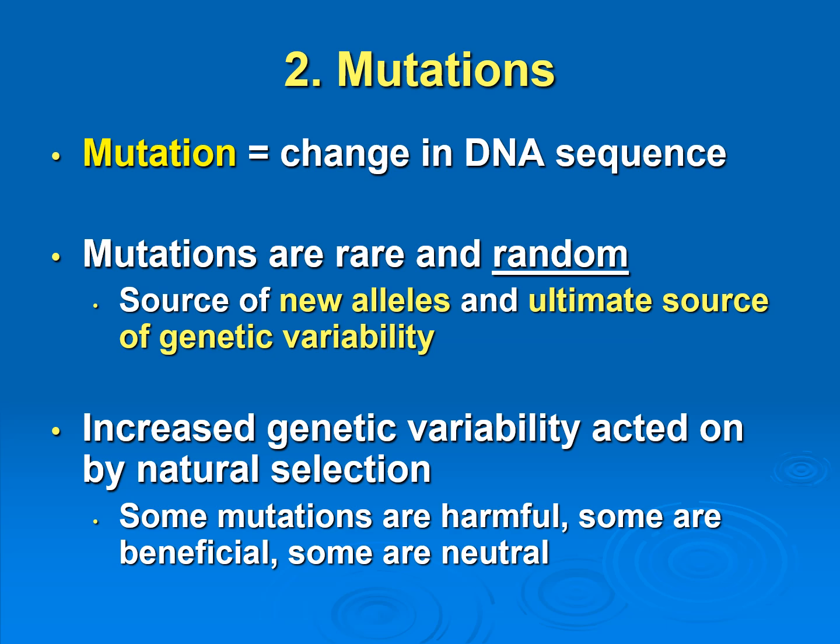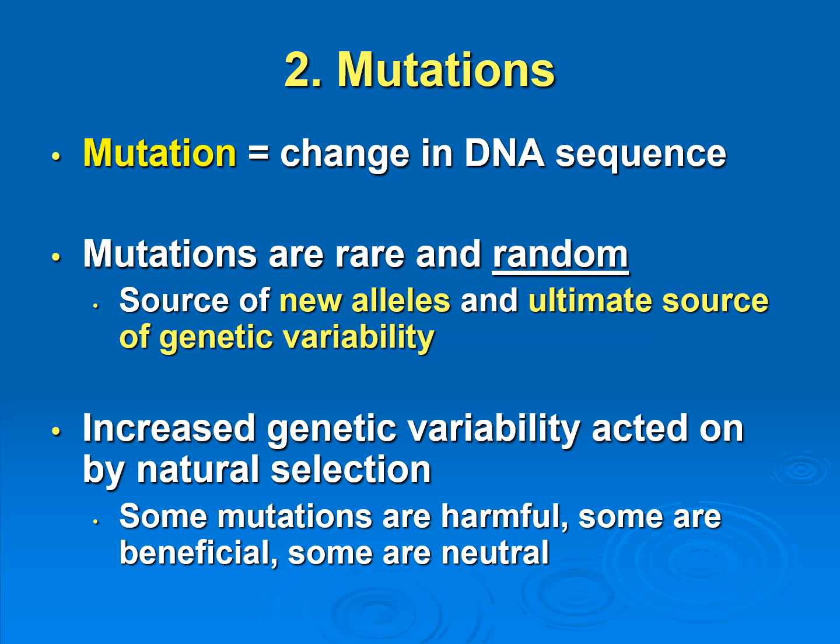Mutations just happen randomly, and remember that some mutations could be harmful, some could be beneficial, and some are neutral. So it's just totally random what you're going to get. But mutations are important because they're a source of new alleles, and they're the ultimate source of genetic variability. And then when we do get a mutation, natural selection will have something to select for among the population, because now there's some genetic variation.